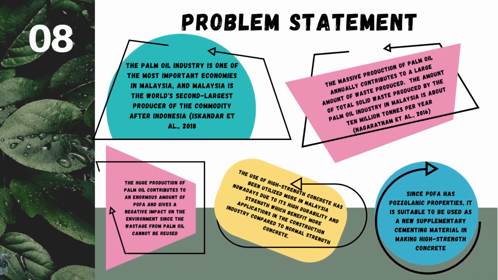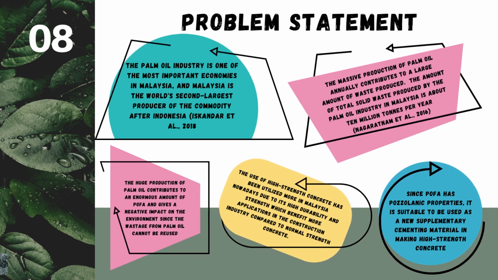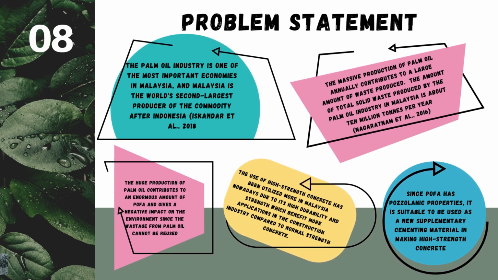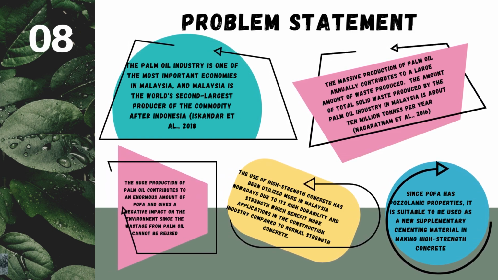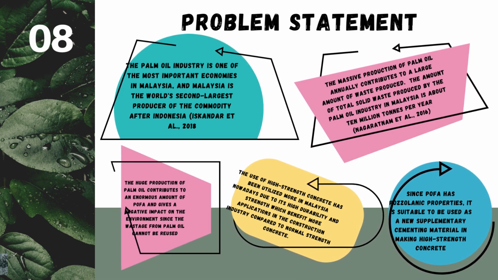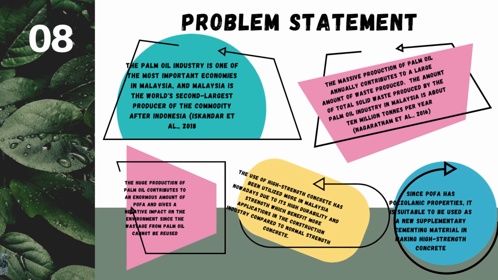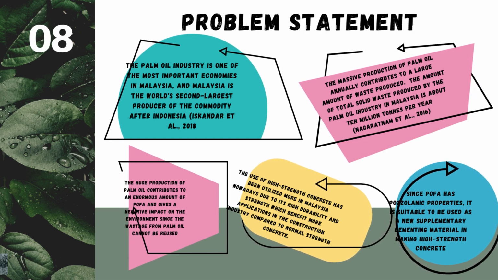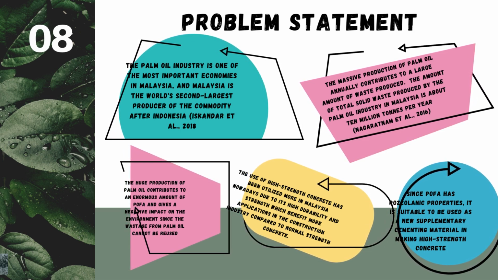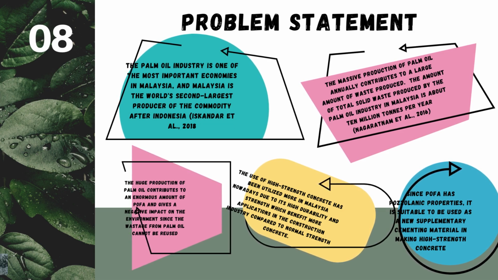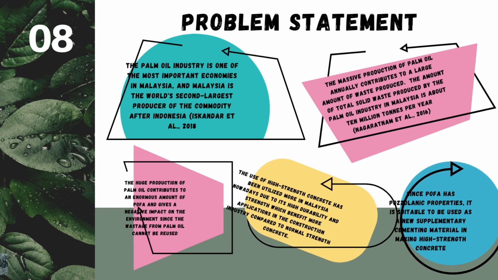However, the massive production of palm oil annually contributes to a large amount of waste produced. The amount of total solid waste produced by the palm oil industry in Malaysia is about 10 million tons per year. POFA is the final product of burning palm fruit residues for the generation of electricity after the oil extraction process. The abundance of POFA is disposed of in landfills without any commercial value and gives a negative impact on the environment and other problems.